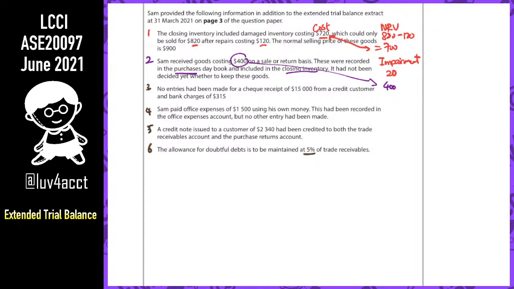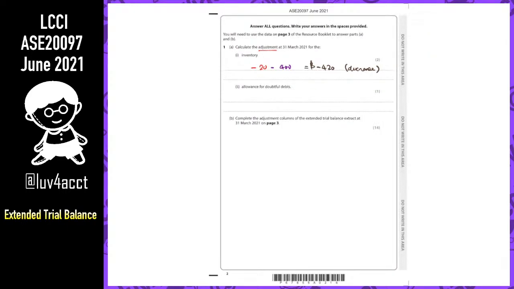Item 3, let us make it green. No entries have been made for the check received of 15,000 from a credit customer and the bank charges of 315. Two items in one description here. So it is a check received and the bank charges, an omission in full. So we just put it back.